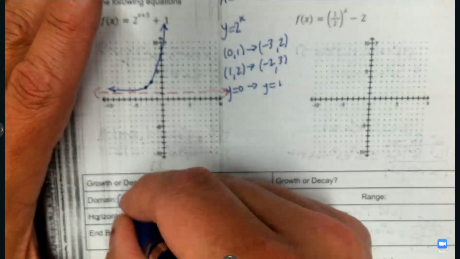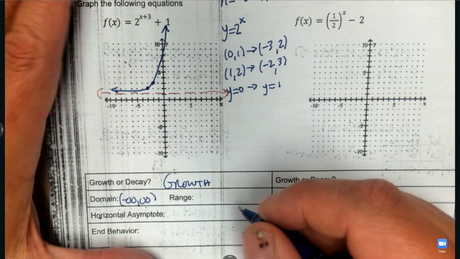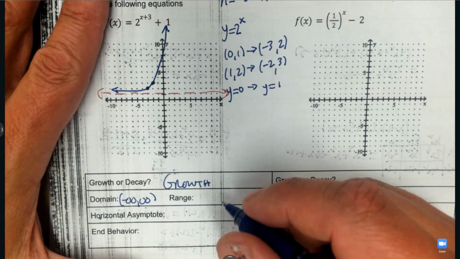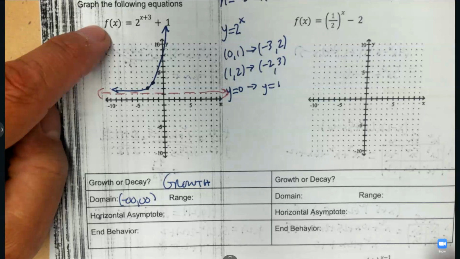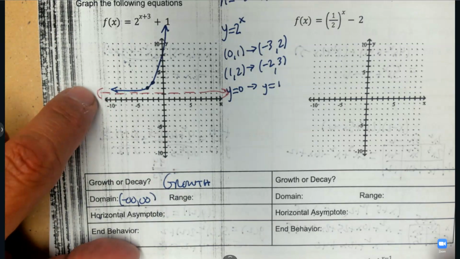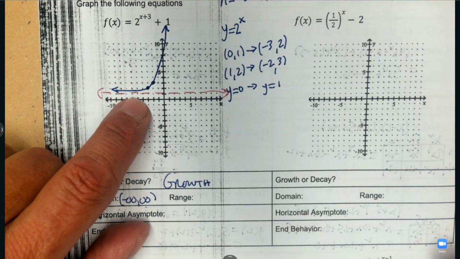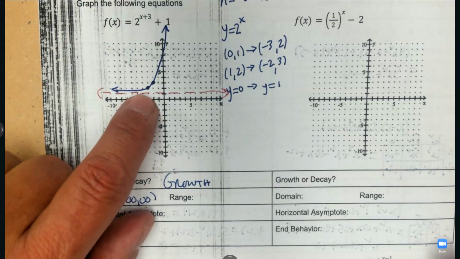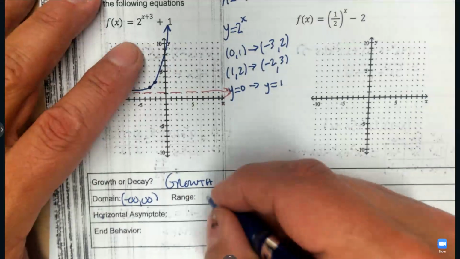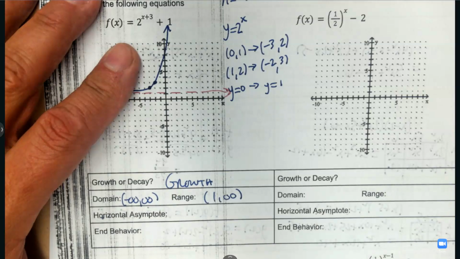The domain for an exponential is all numbers. There are no restrictions for an exponential. The range has an asymptote. So what's the bottom number to the top? The bottom number is the asymptote, which is at 1, and it goes to the top, which is infinity.